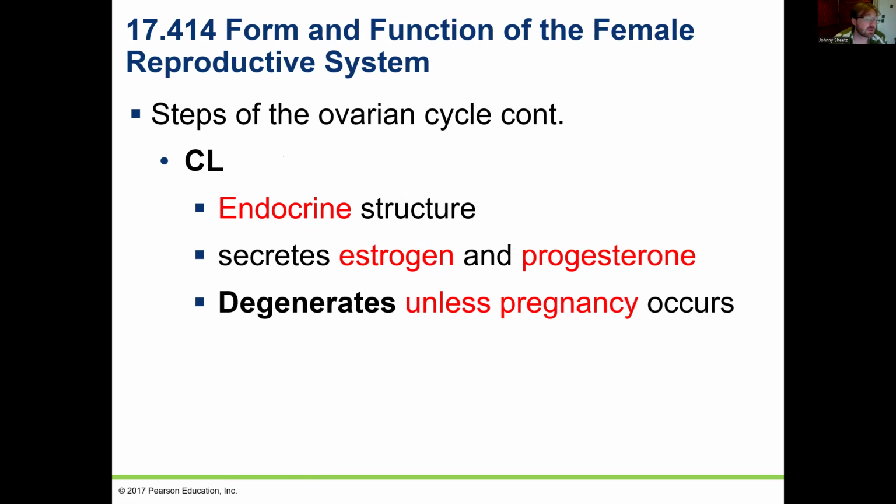The corpus luteum is like a tiny endocrine organ. It releases estrogen and progesterone, and it's going to break down unless pregnancy occurs. The corpus luteum is producing our pregnancy maintenance hormone, progesterone, but it does need to get feedback in order to stay as a structure. Otherwise, it's just going to heal over, and a new one's going to form next month.